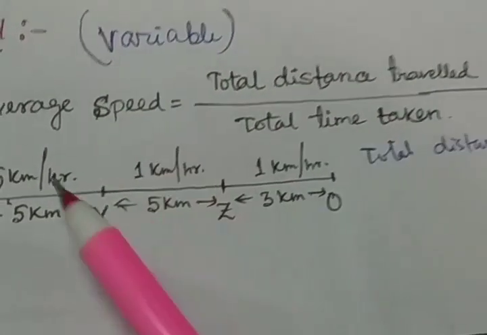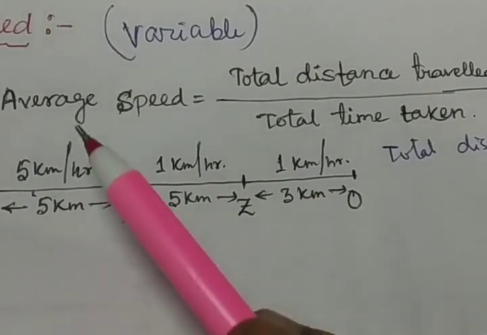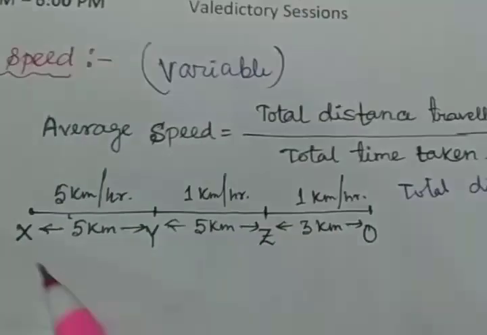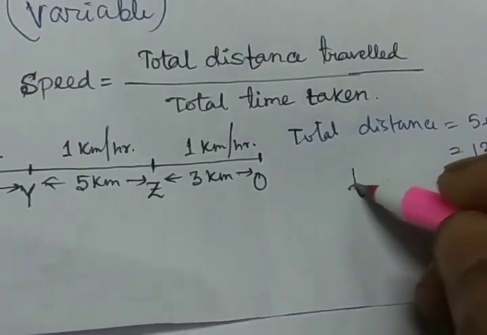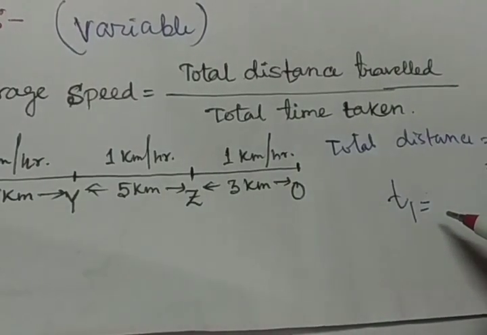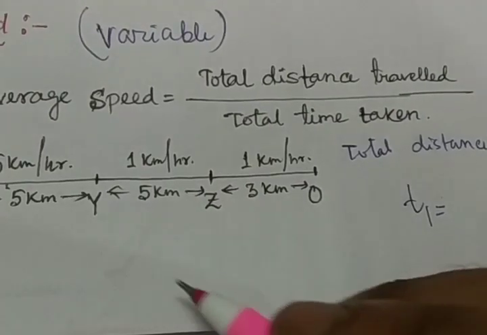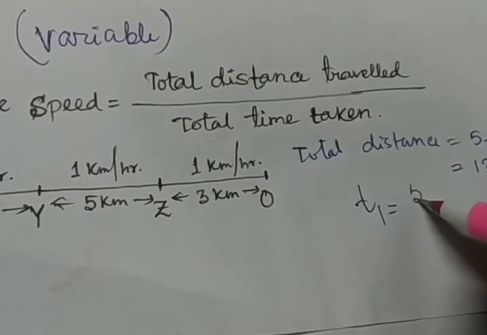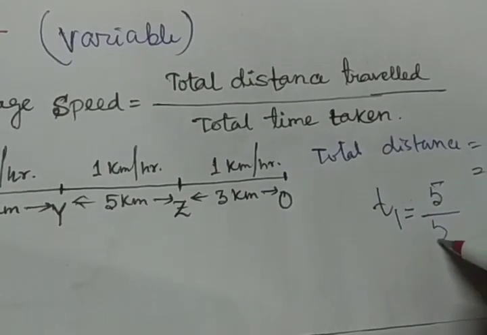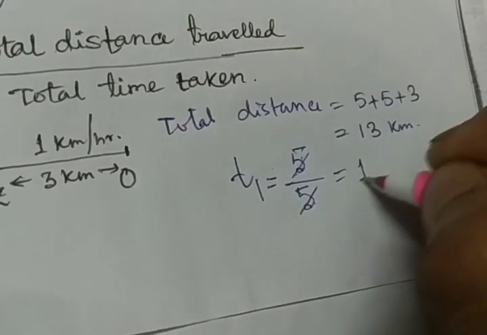Now total time taken. Time is not given here, distance and speed are given, but you have to calculate time, right? So in the first journey from X to Y, let the time taken be T1. What is the time formula? As I told you, time equals distance by speed. Distance is 5 km and speed is 5 km per hour. So distance by speed, 5 cancels, it is 1 hour.